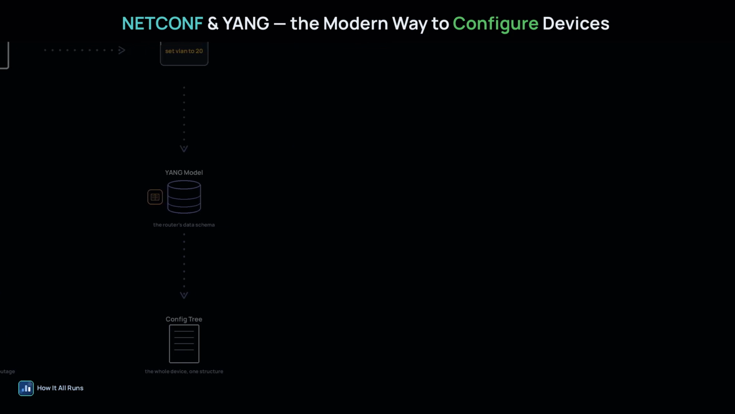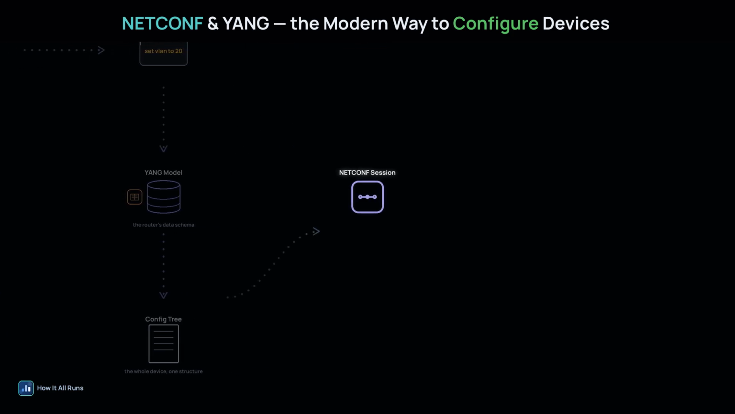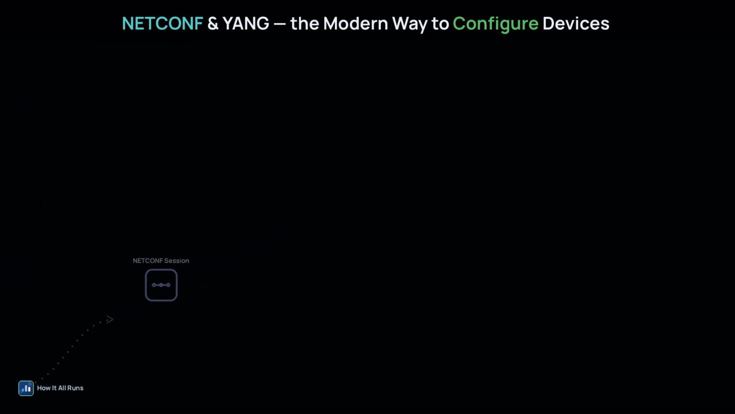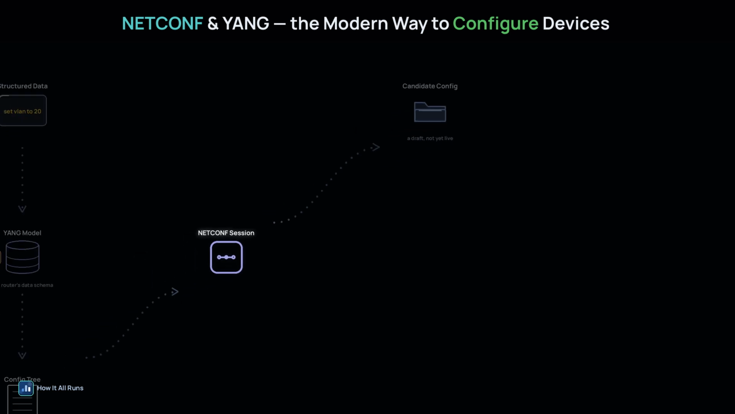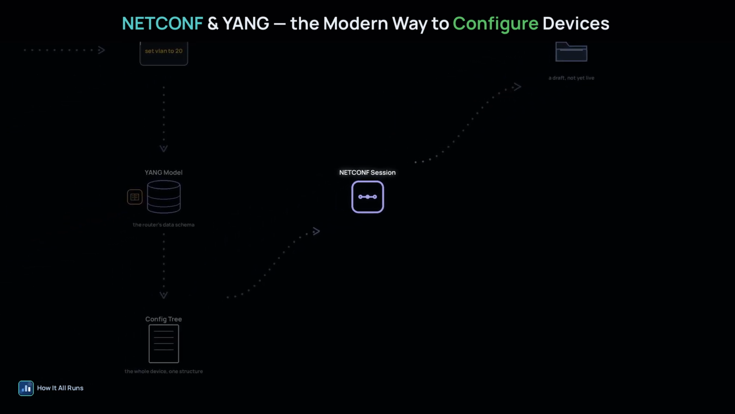Structured data travels to the router over a NETCONF session, a reliable, machine-friendly protocol built specifically for exchanging configuration, not for a human typing at a prompt. Before anything real changes, the proposed configuration gets staged as a candidate, a draft the router can validate completely and reject cleanly without ever touching live traffic. Only a candidate that passes every check ever becomes the router's real running configuration.